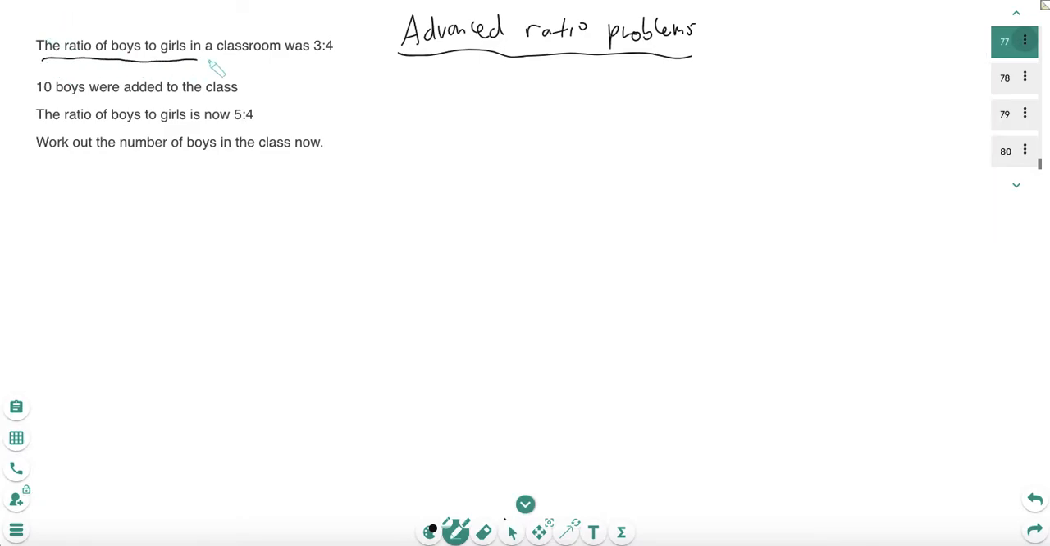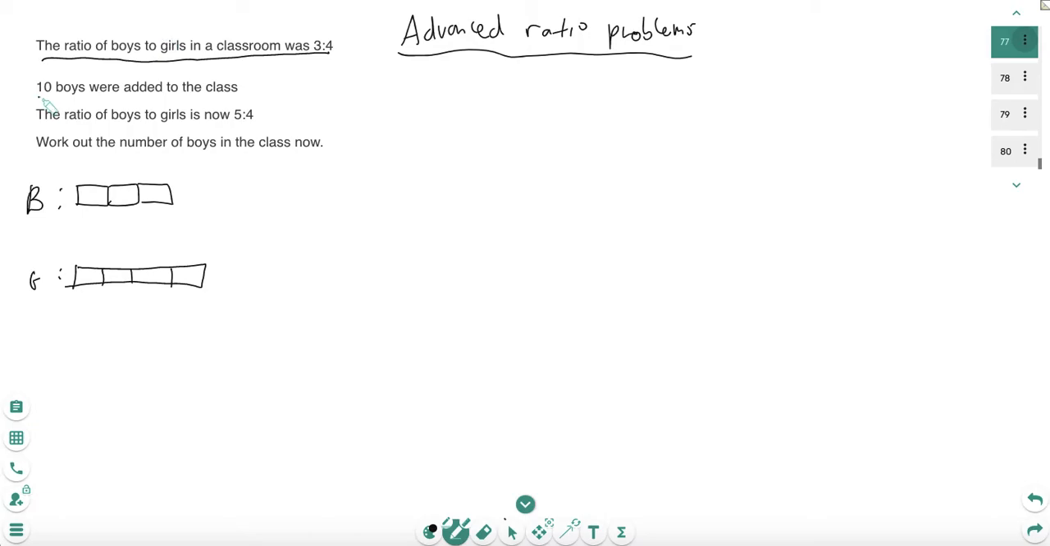The ratio of boys to girls in the classroom was 3 to 4. That's pretty easy to draw out. Let's just draw out our units. So boys to girls, 3 to 4. 1, 2, 3. So for every 3 boys, there are 4 girls. Or there are 3 units of boys and 4 units of girls.